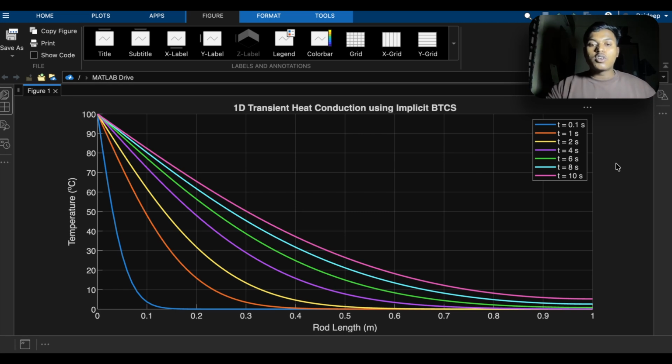Conclusion. In conclusion, one-dimensional transient heat conduction was successfully modeled and solved using the BTCS method in MATLAB. The fixed temperature and insulated boundary conditions were correctly implemented. The temperature distribution at different times was obtained and analyzed successfully. The BTCS method was found to be stable and suitable for transient heat conduction problems.